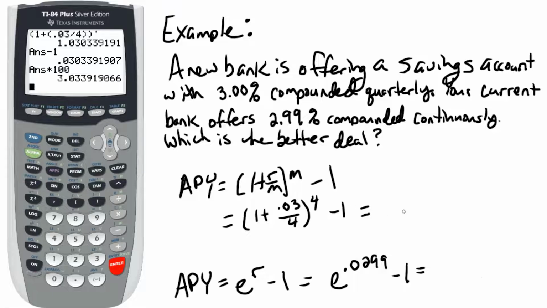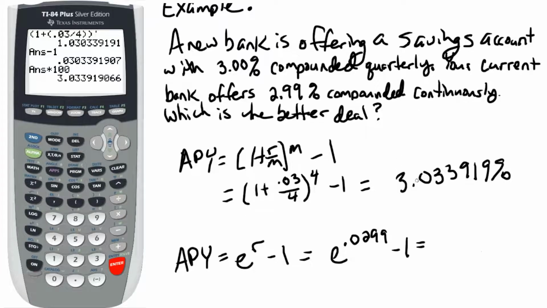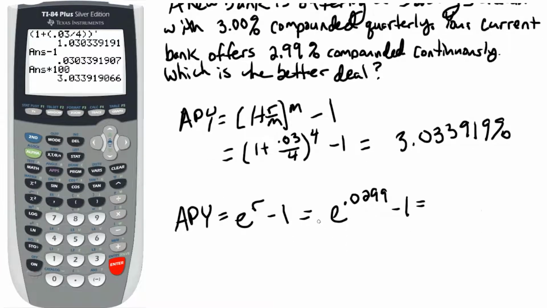Okay, so 3.033919%. All right, that's plenty of decimal places, probably more than we need in the long run, but better to be safe than sorry, have some extras.